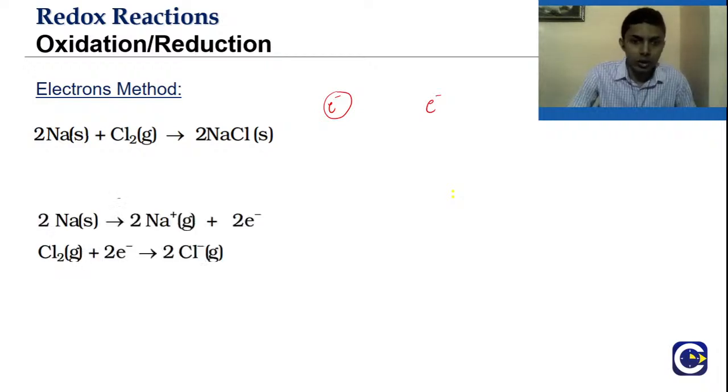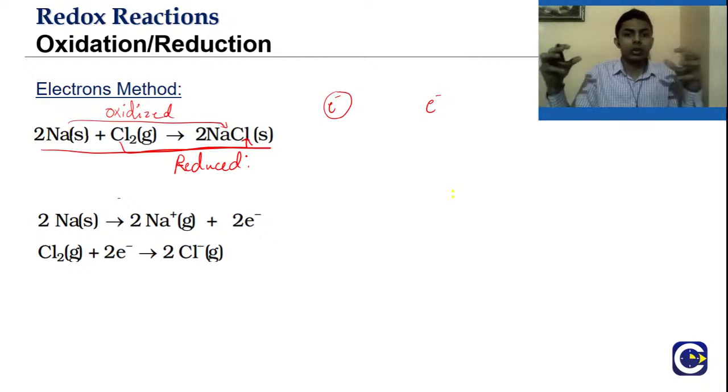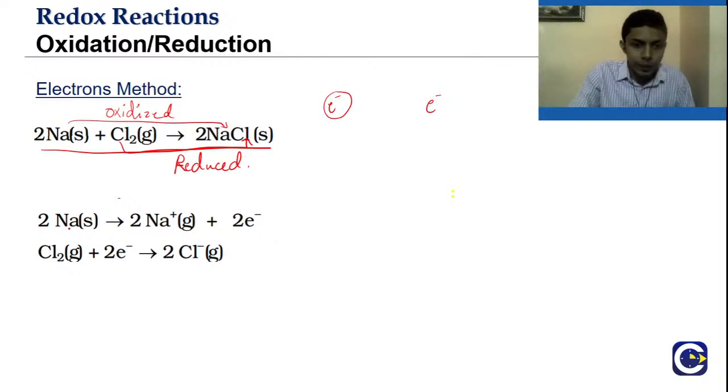For example, if I take this example, 2Na plus Cl2 gives 2NaCl. In this example, when 2Na is forming NaCl, obviously sodium is getting oxidized because an electronegative element is getting added to it. And Cl is getting reduced because the electropositive element is getting added to it. Correct. That's why this happens to be a redox reaction.